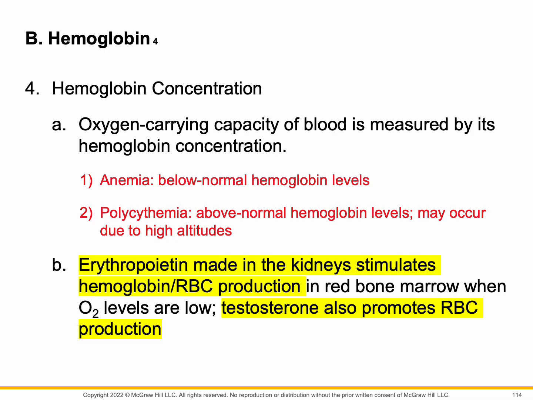Erythropoietin is a hormone made in the kidneys, which then stimulates hemoglobin or red blood cell production in your red bone marrows when the oxygen levels are low. Testosterone also promotes red blood cell production as well.